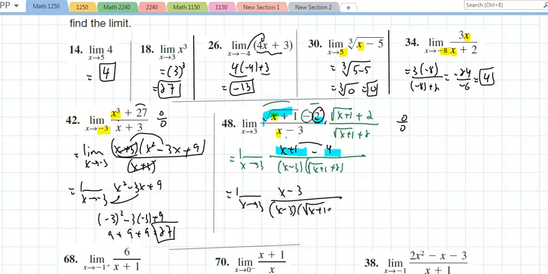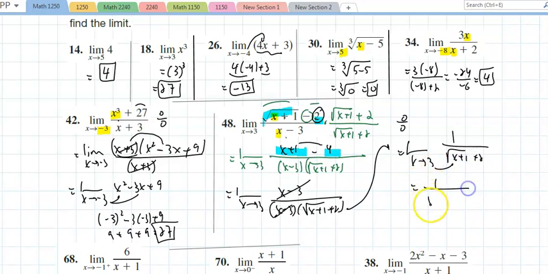And do you notice what happened? This happens every time. Once you cancel a value out, you substitute, you restart the whole process of the shortcut. You throw a 3 in there, that will be 1 over the square root of 3 plus 1 plus 2. That is 1 over, that's a 2 plus 2, that's 1/4. Done.